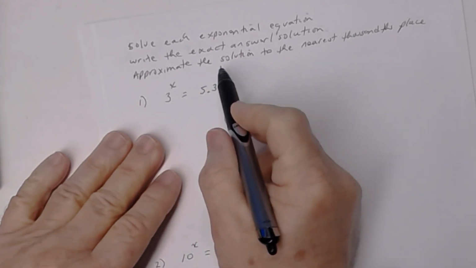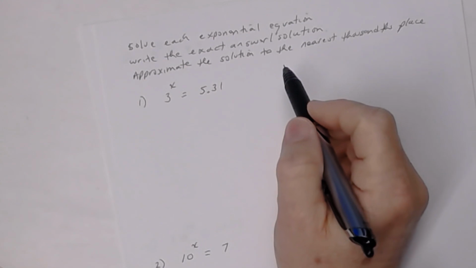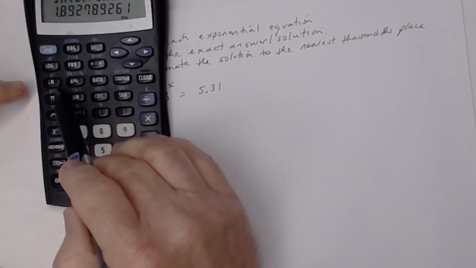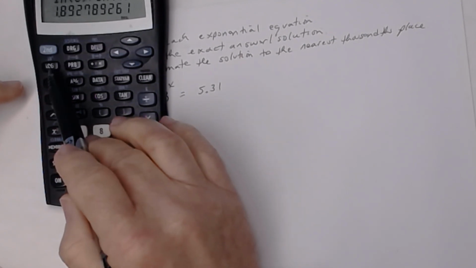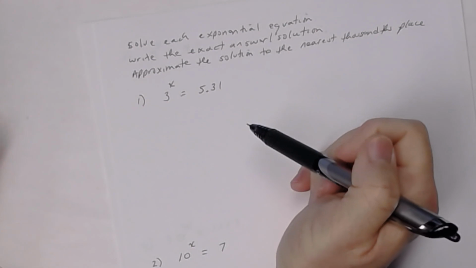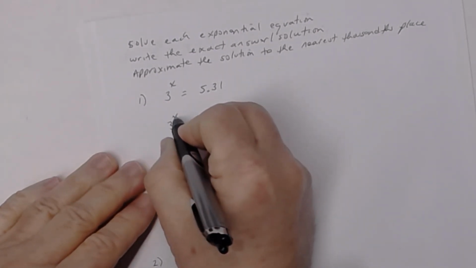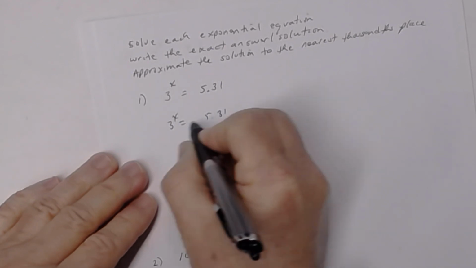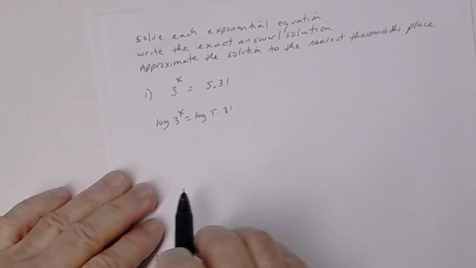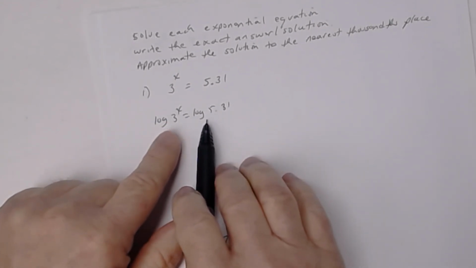Okay, so since I want to approximate, remember I want to use the calculator, so we're going to use either common logarithm or a natural logarithm? Base 10 or base e? All right, so we're going to do it both ways for this one. So let's go ahead and do this problem by taking the log of both sides, just like we did earlier. All right, so notice this time I'm using the common logarithm, base 10.